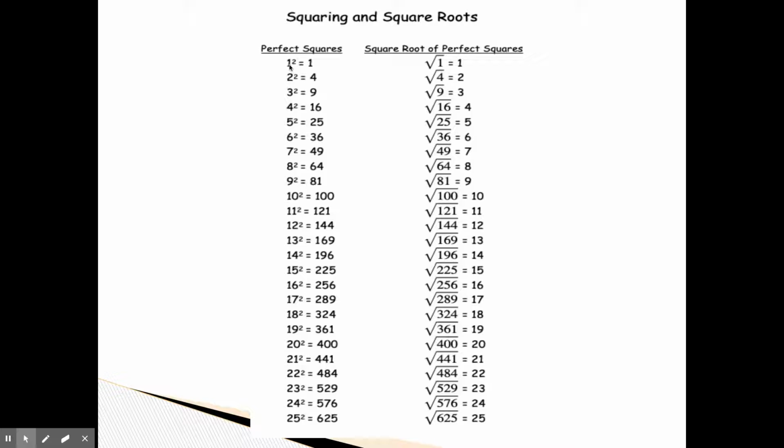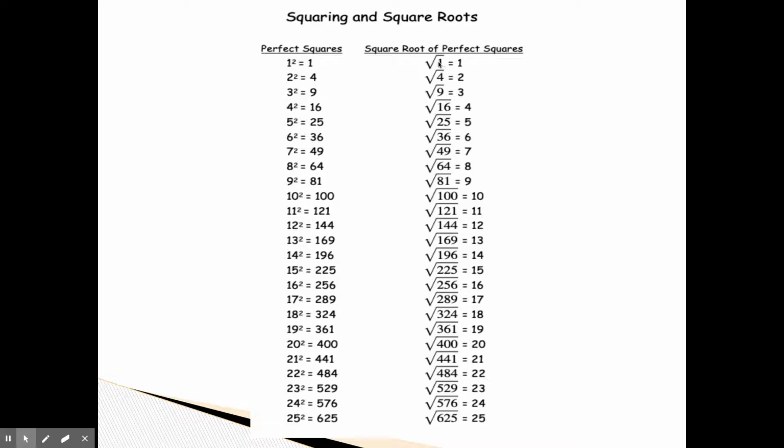For example, 1 squared, or 1 times 1, equals 1. 2 squared, or 2 times 2, equals 4. 3 squared, or 3 times 3, equals 9, and so on, all the way down. For example, here we have 18 squared, which would be the same as 18 times 18, which would give us 324. On this first column, all I'm doing is squaring each one of those values. And if I look here on the right-hand column, the square root of my perfect squares. Here's my perfect squares.